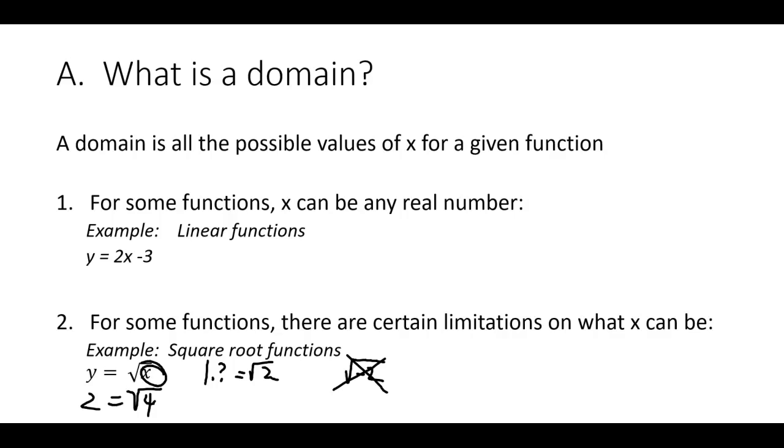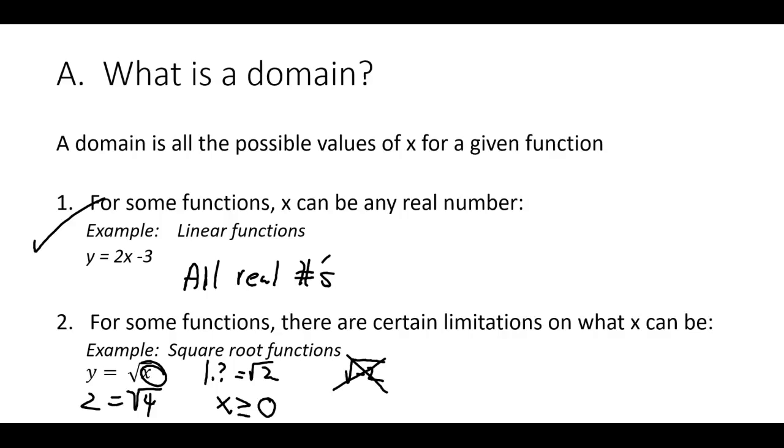Okay? So domain is what are the possible values of x for a given function. Some functions, the domain is all real numbers. In other words, you could plug anything in you want to. Some functions have limitations. Like this one down here, x can only be positive. It can only be greater than or equal to 0. It can't be anything else.